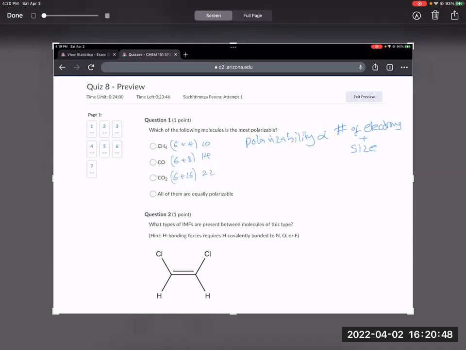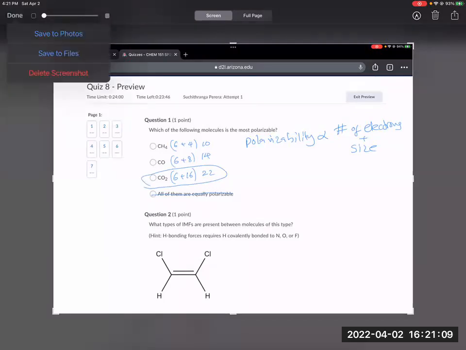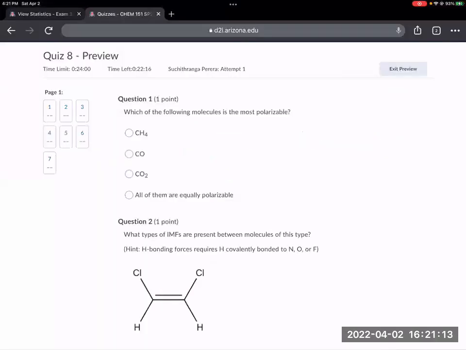Clearly this is not a valid answer because some of them have more electrons, therefore they should be more polarizable than the others. So CO2 has the most electrons. Therefore, we can expect CO2 to be the most polarizable molecule out of the 3 options here. That's our question number 1.